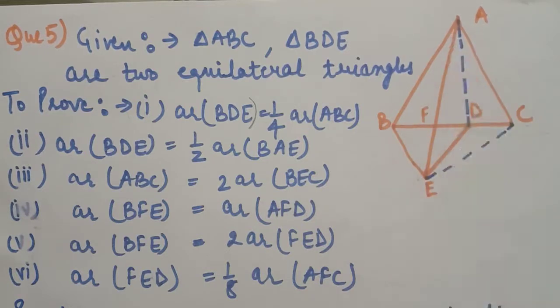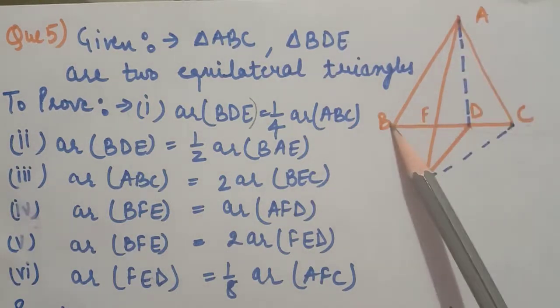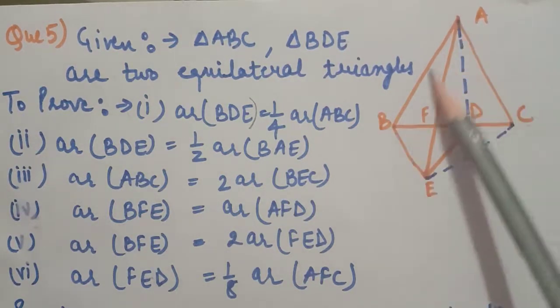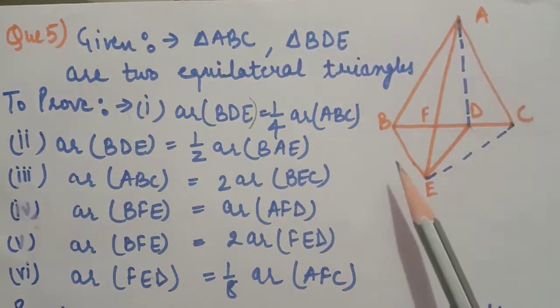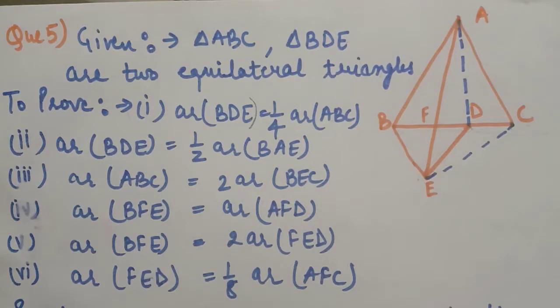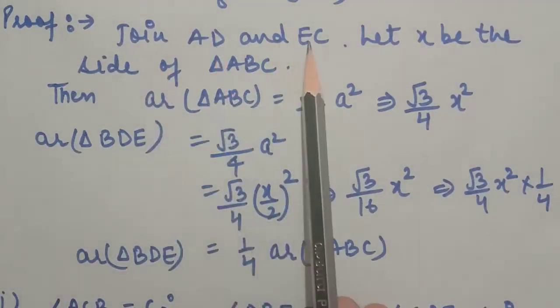ABE. We have to prove that the area of triangle BDE is 1/4 of ABC, this complete bigger triangle. So we want to prove the first part first. So students, first of all, join AD and EC.